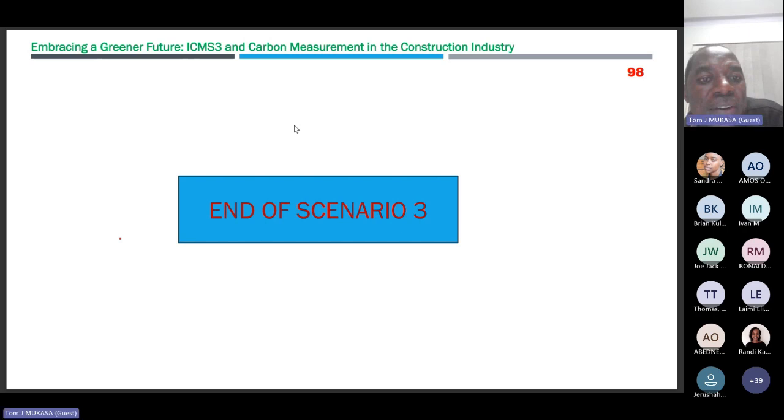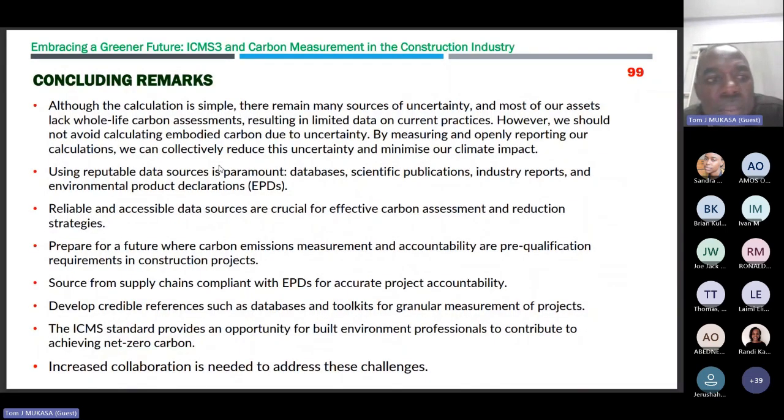there is limited data on current practices. I'm talking about Uganda. The UK looks like it's quite advanced. However, we should not avoid calculating embodied carbon due to uncertainty. By measuring and openly reporting our calculations, we can collectively reduce this uncertainty and minimize our climate impact. Another point is that using repeatable data sources is important. Databases, scientific publications, industry reports, and environmental product declarations are important to be consulted. The third one is that reliable and accessible data sources are critical for effective carbon assessment and reduction strategies.